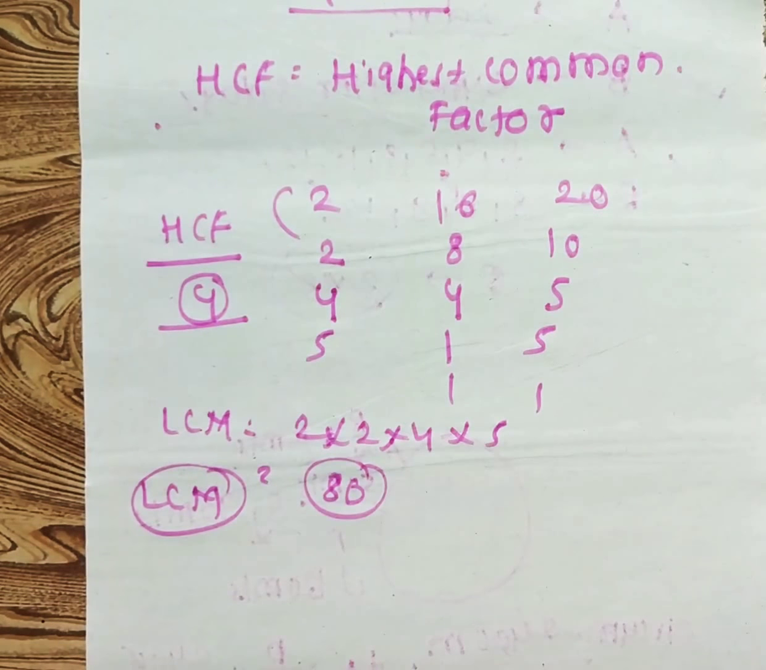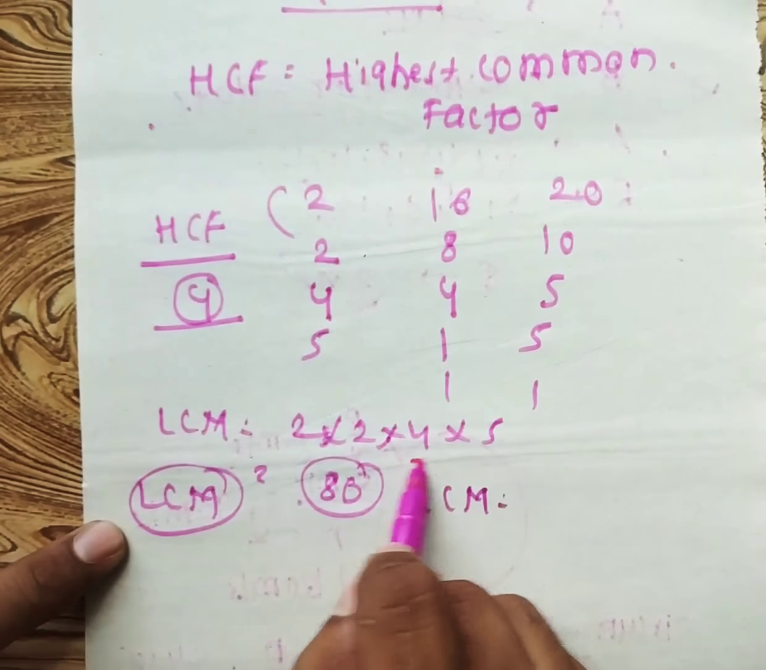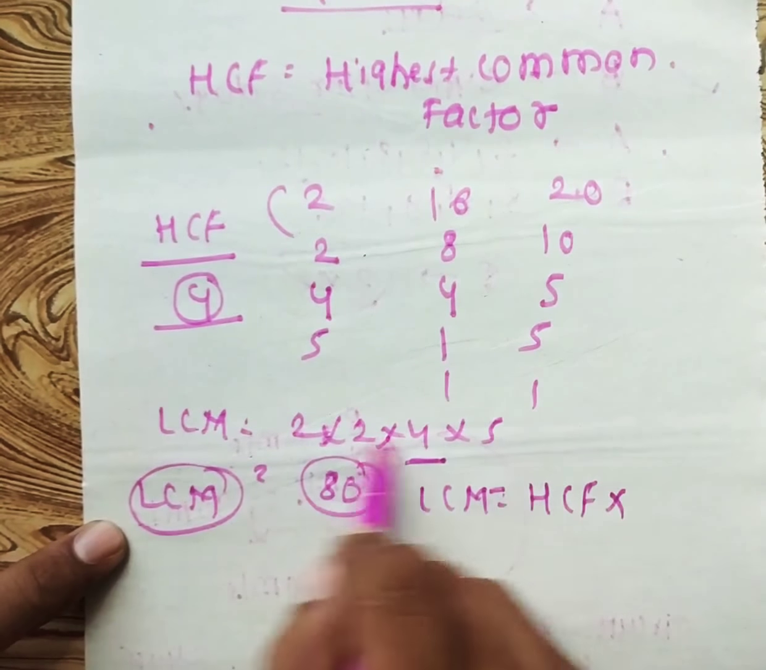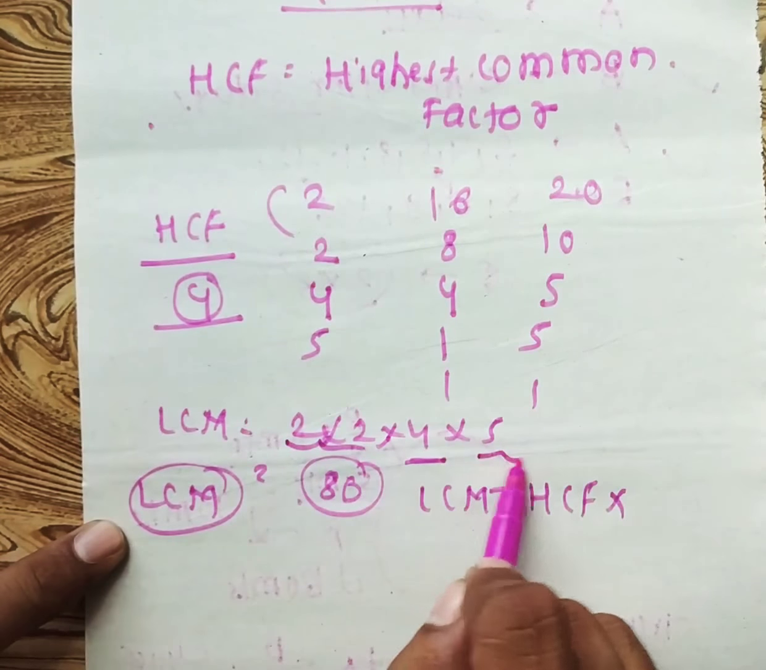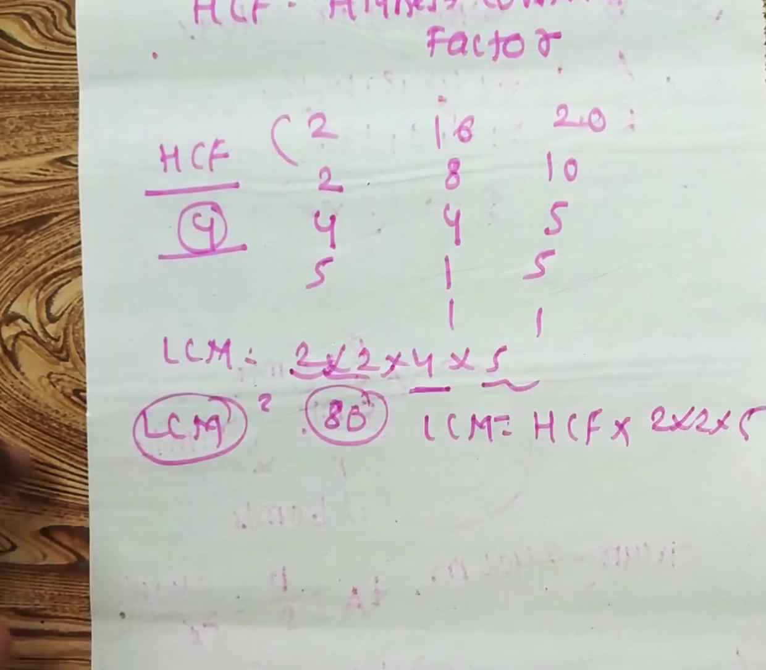Please watch carefully. In the LCM there is the 4, which means the LCM is the HCF into the remaining factors: 2 into 2 into 5. Okay, this is very important. Let me clear up some common concepts in HCF, so you can solve any example on HCF.